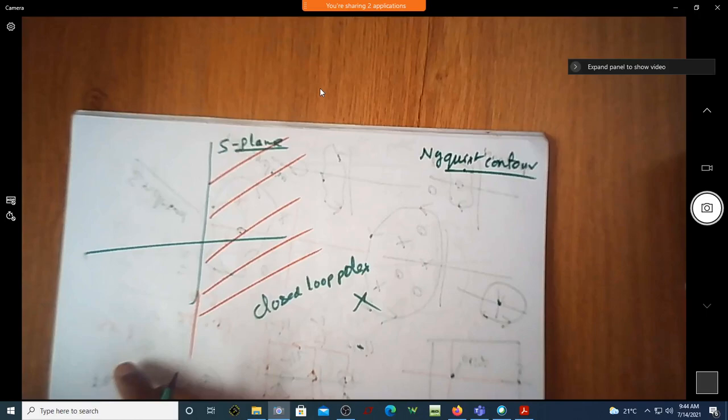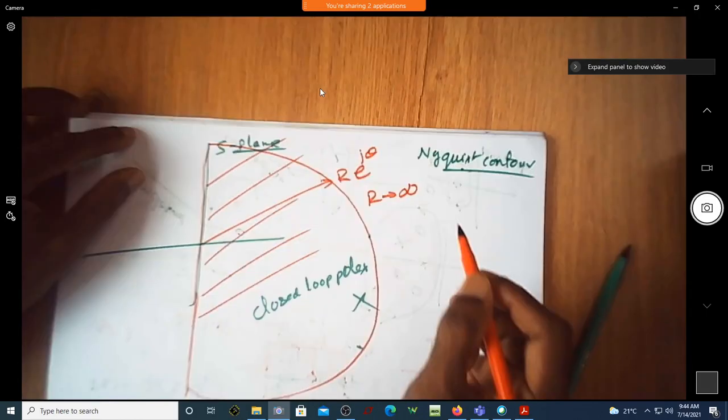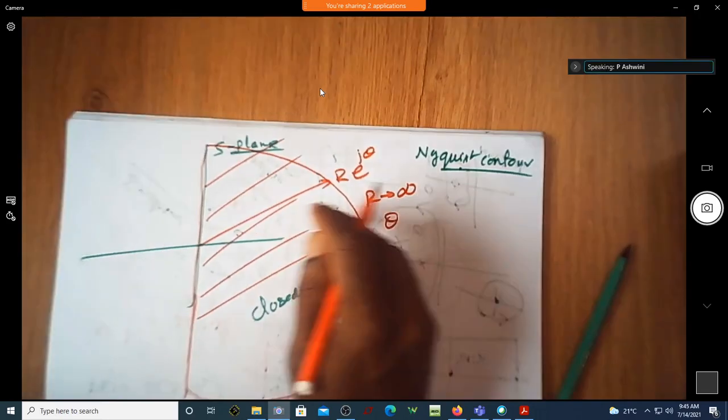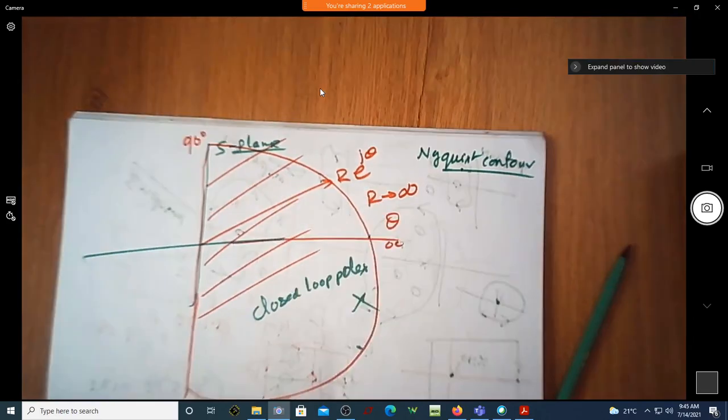So I will write a contour which is a semicircle, something like this, with its radius R and angle e power j theta, where R is tending to infinity. Correct? Yes, sir. And theta ranges from 90 degree, 0 degree, and minus 90 degree. Is theta ranging from plus 90 to 0 and minus 90 degree?